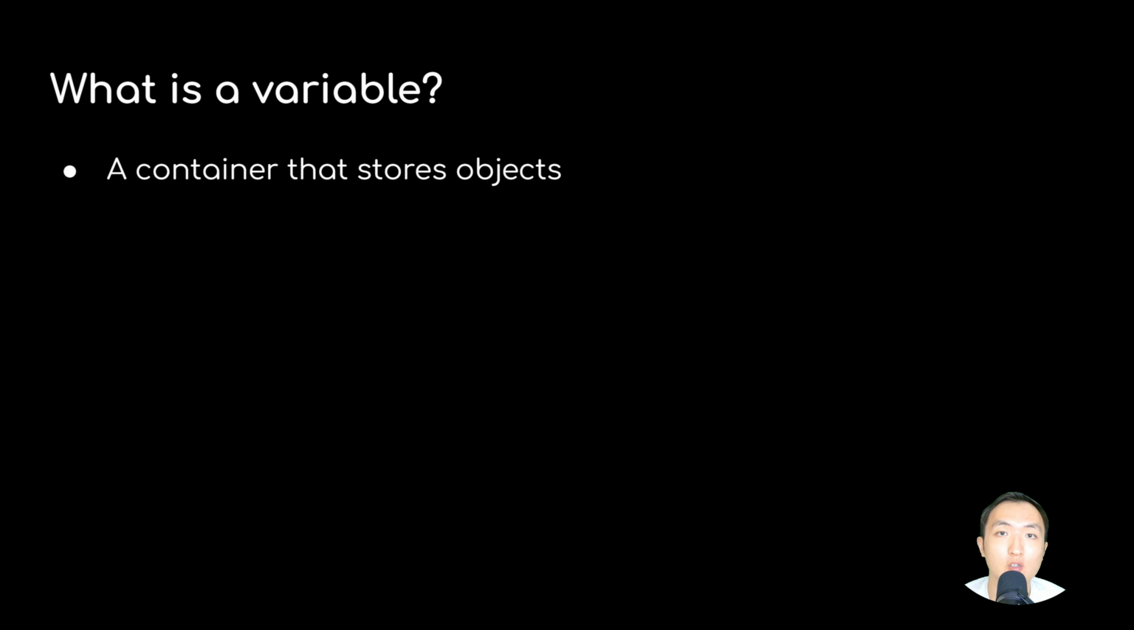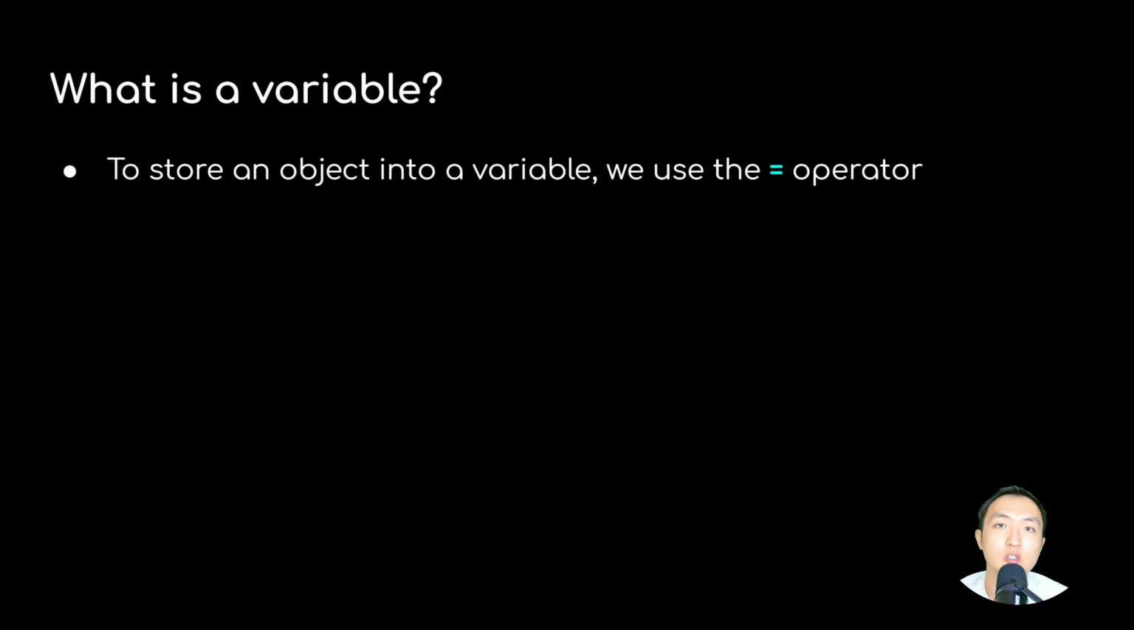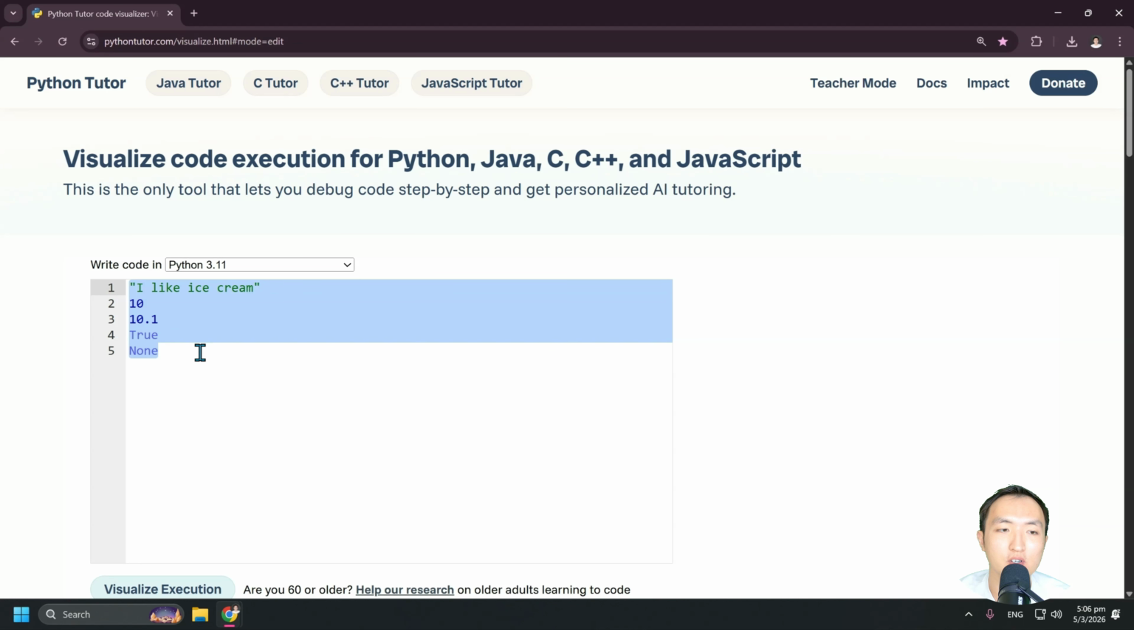Let's start with variables. A variable is a container that stores objects. To store an object into a variable, we use the equal operator. Over here, we have 5 objects. We're going to store each of them into a separate variable. For the string, we're going to store it in variable A, the integer in variable B, the floats in variable C, the boolean in D, and the none objects in E.